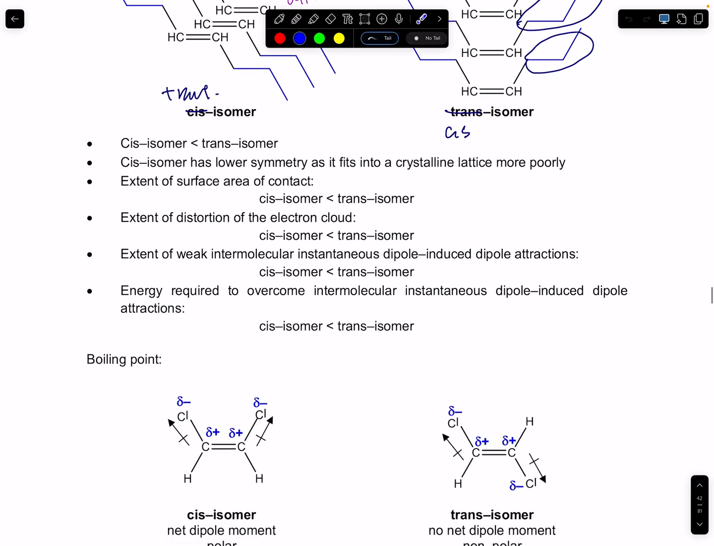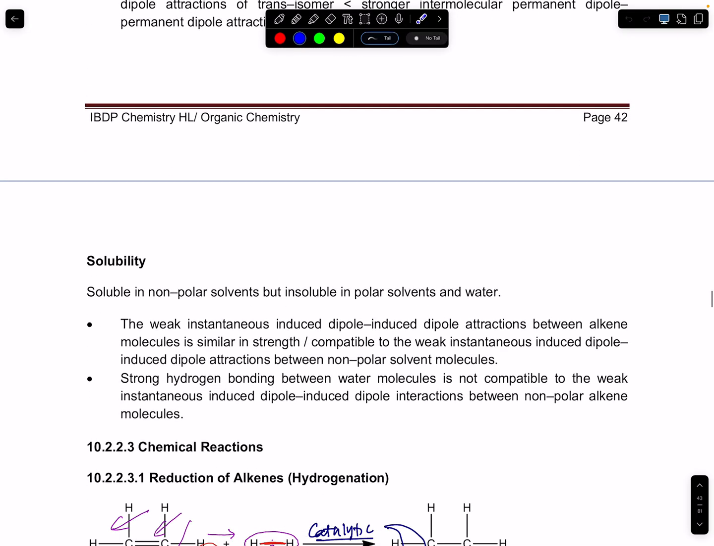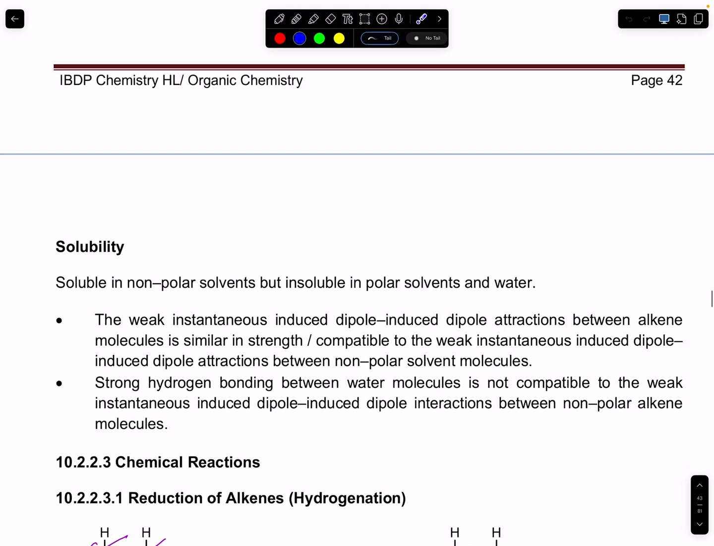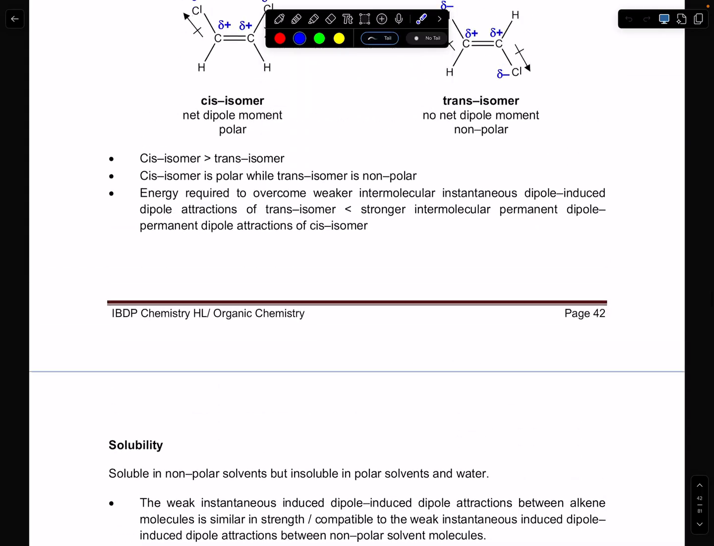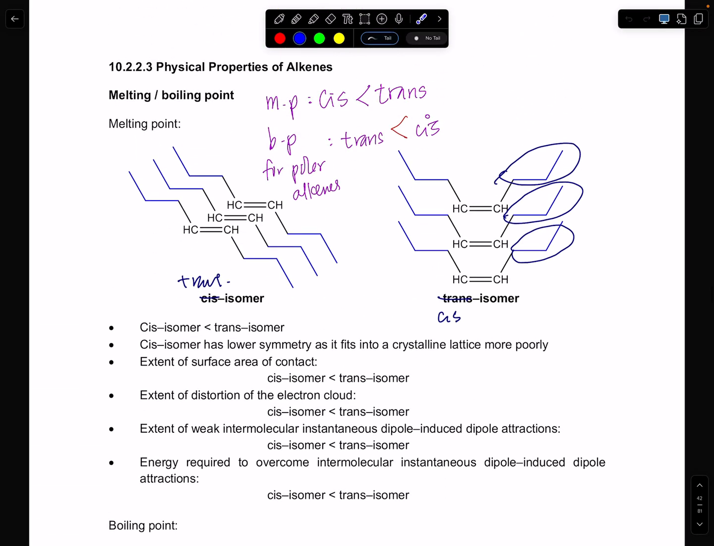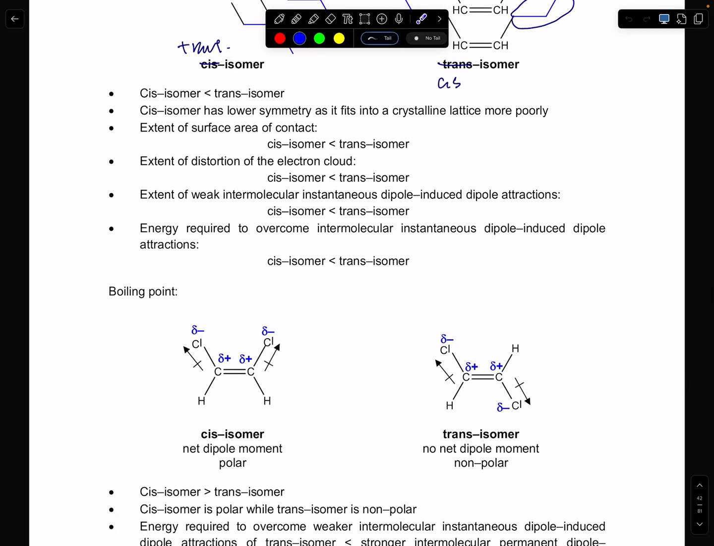Okay? Now, for solubility, guys, on the following page, page 43. Ready? Wait, can you go back? Why is that so? Why is 1.6 lower than 1? I talked about it in the last lesson already. You go and watch the video, under stereochemistry.